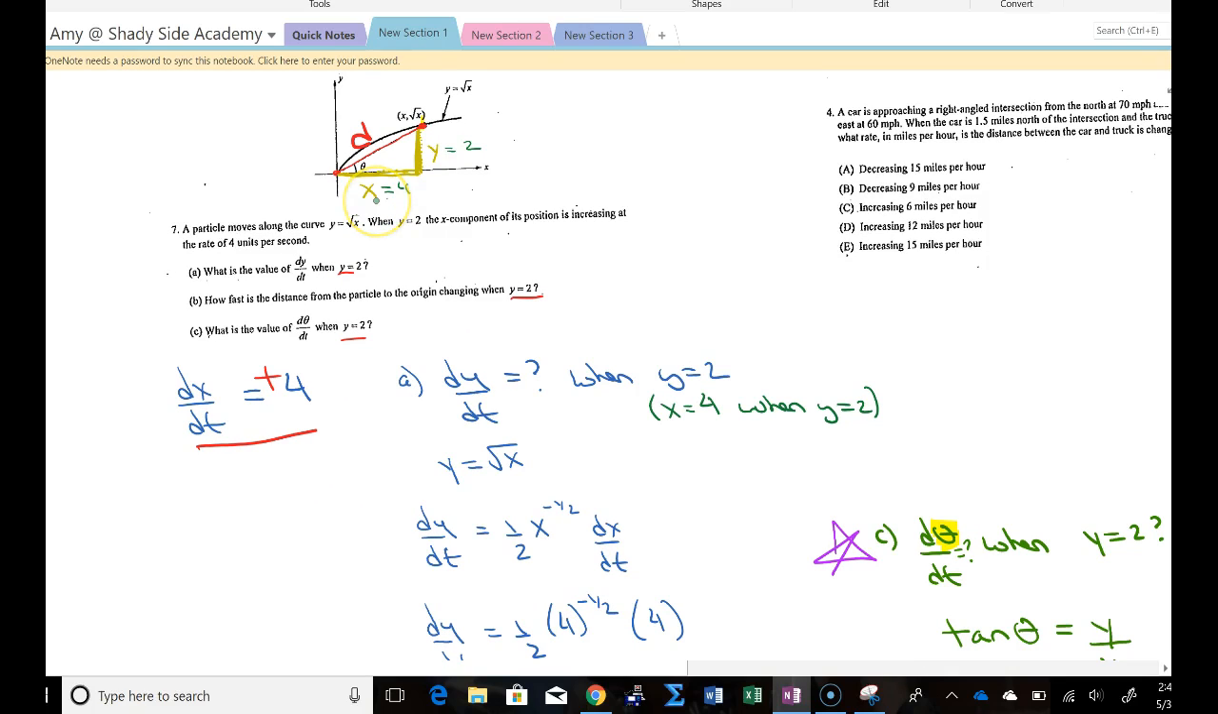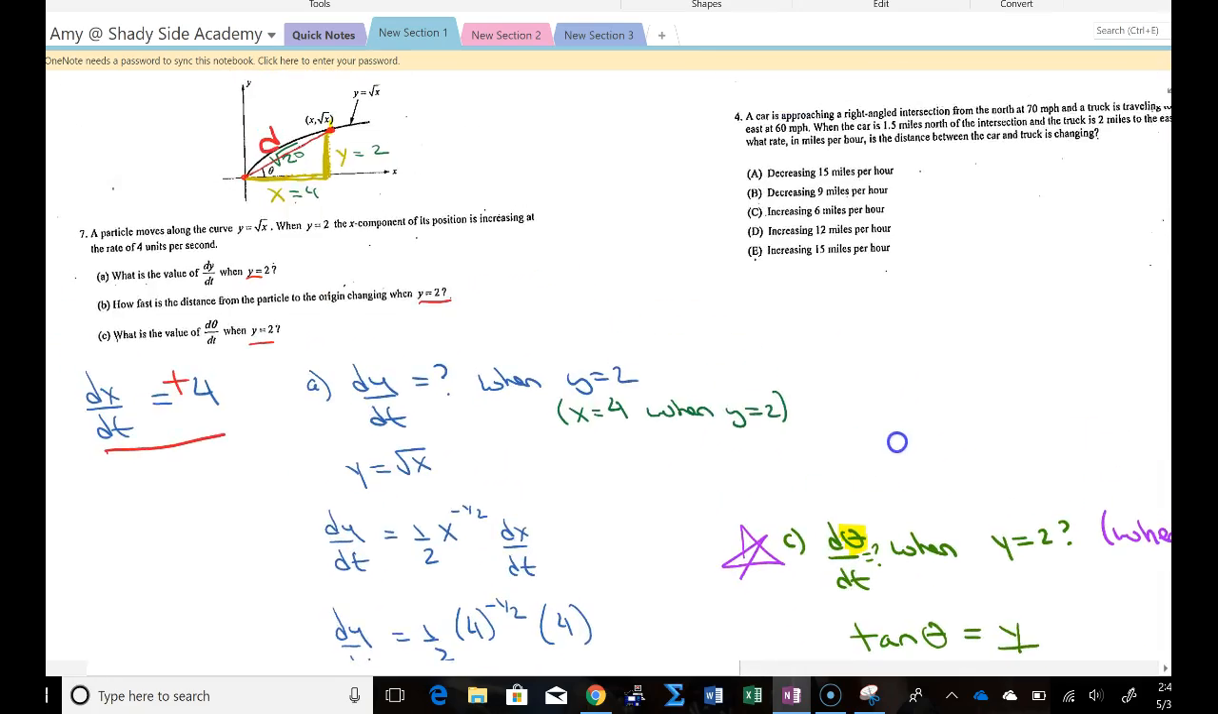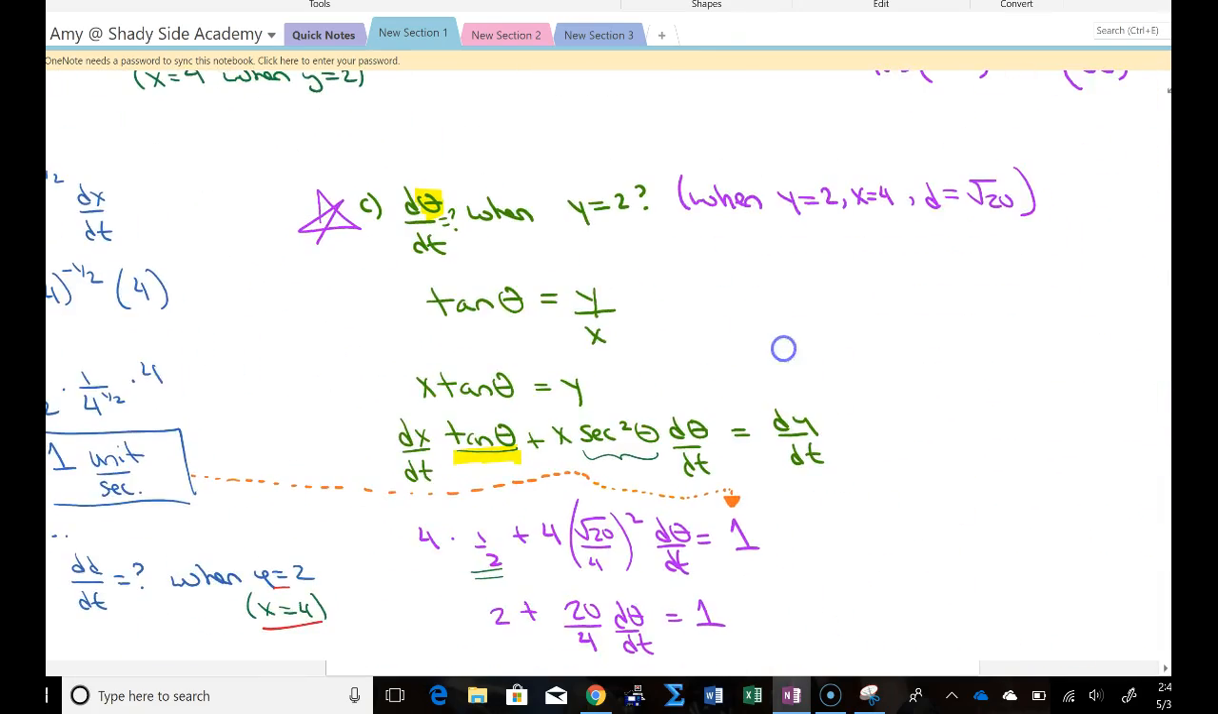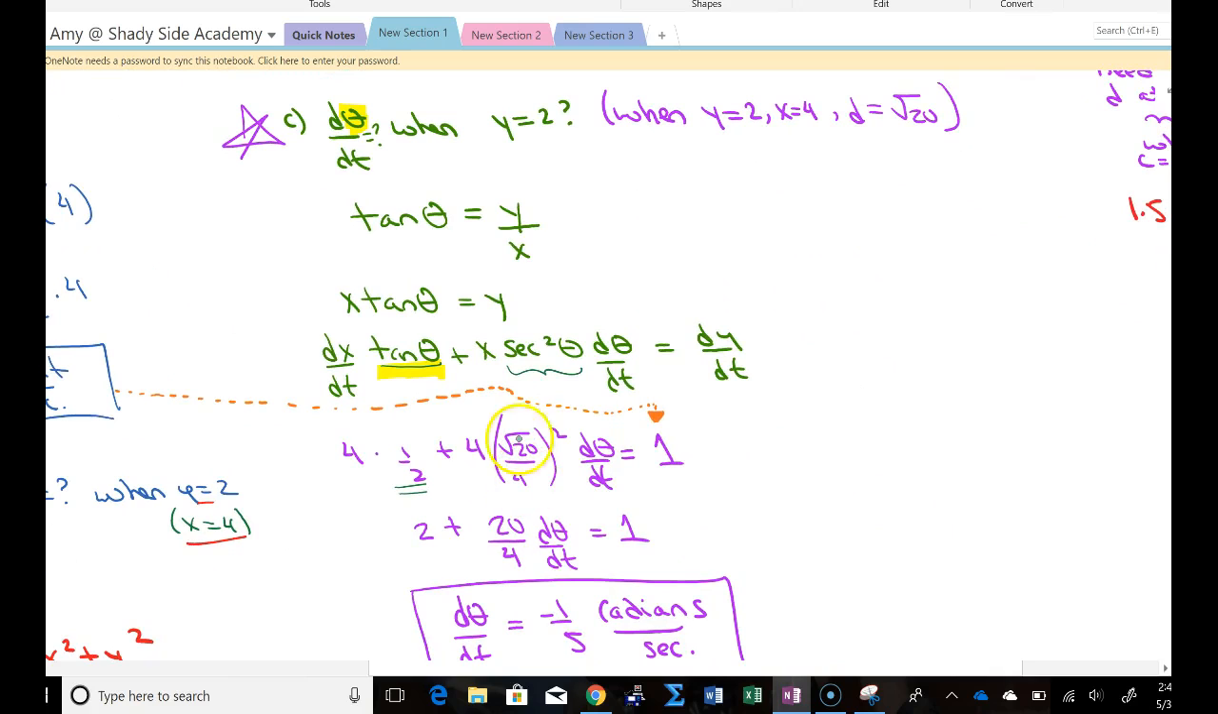So cosine is adjacent over hypotenuse, so secant is going to be hypotenuse over adjacent. And we already said that at that moment in time, d is radical 20, which means secant of theta is radical 20 over 4, but we're squaring it. So that secant of theta squared at the moment in time is that. And of course, here's our unknown rate, and we know what dy dt is. Dy dt was 1.